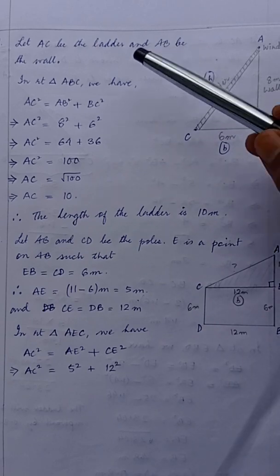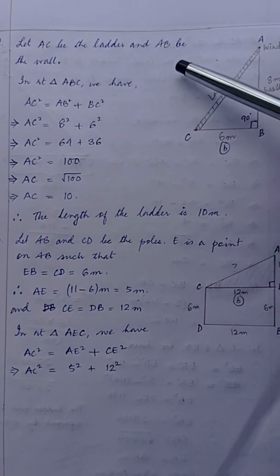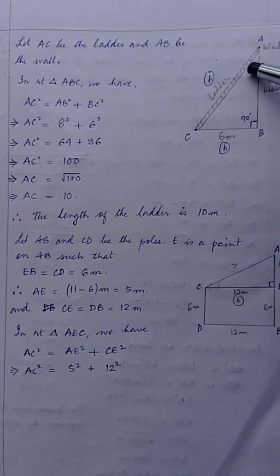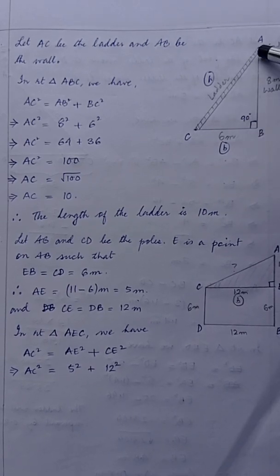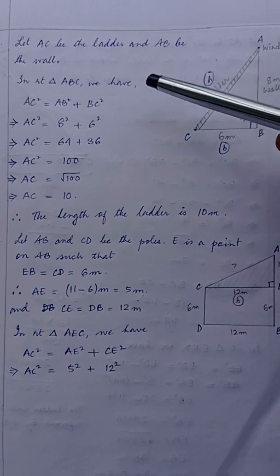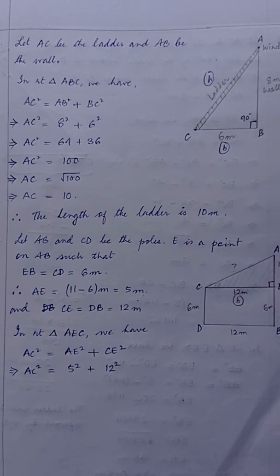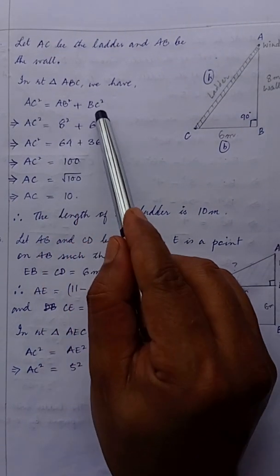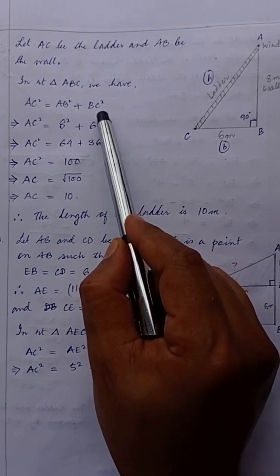So how do we start? Let AC be the ladder and AB be the wall. This is a right triangle, as it is perpendicular. So in right triangle ABC we have AC square equals AB square plus BC square. This is from Pythagoras theorem.